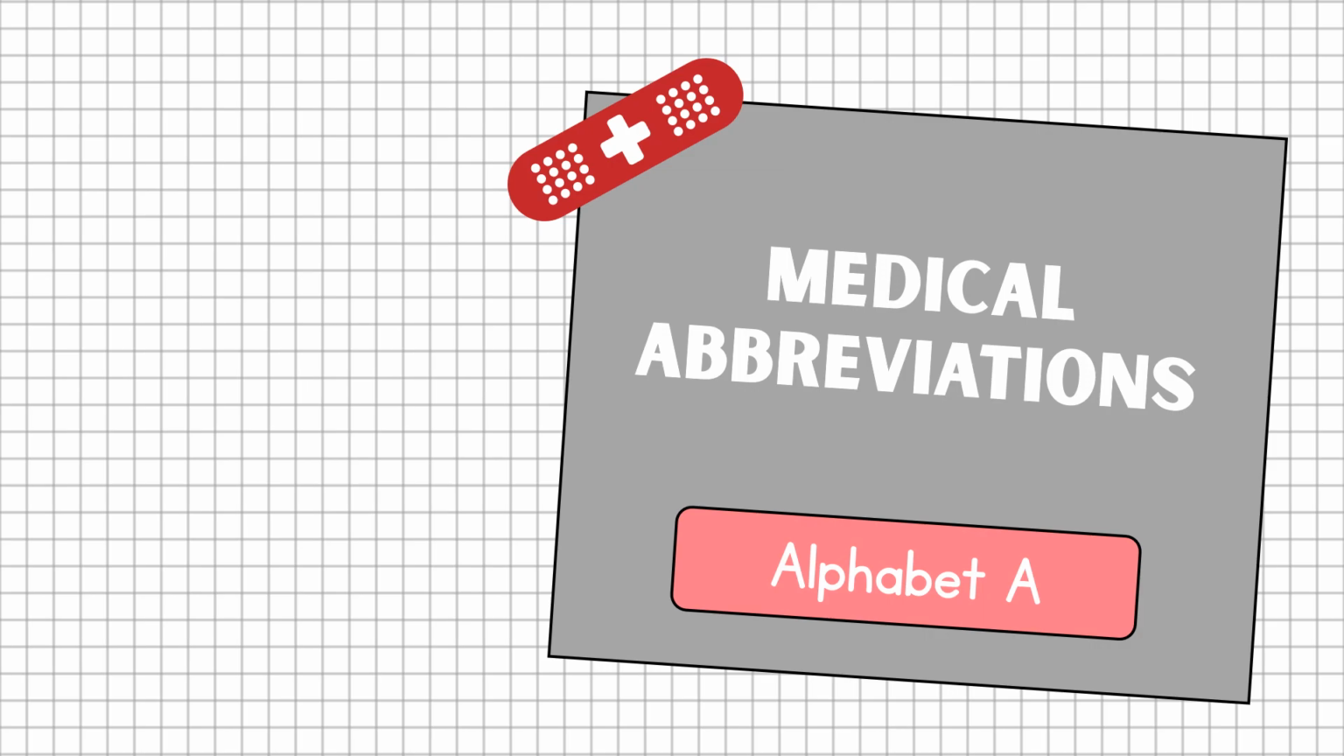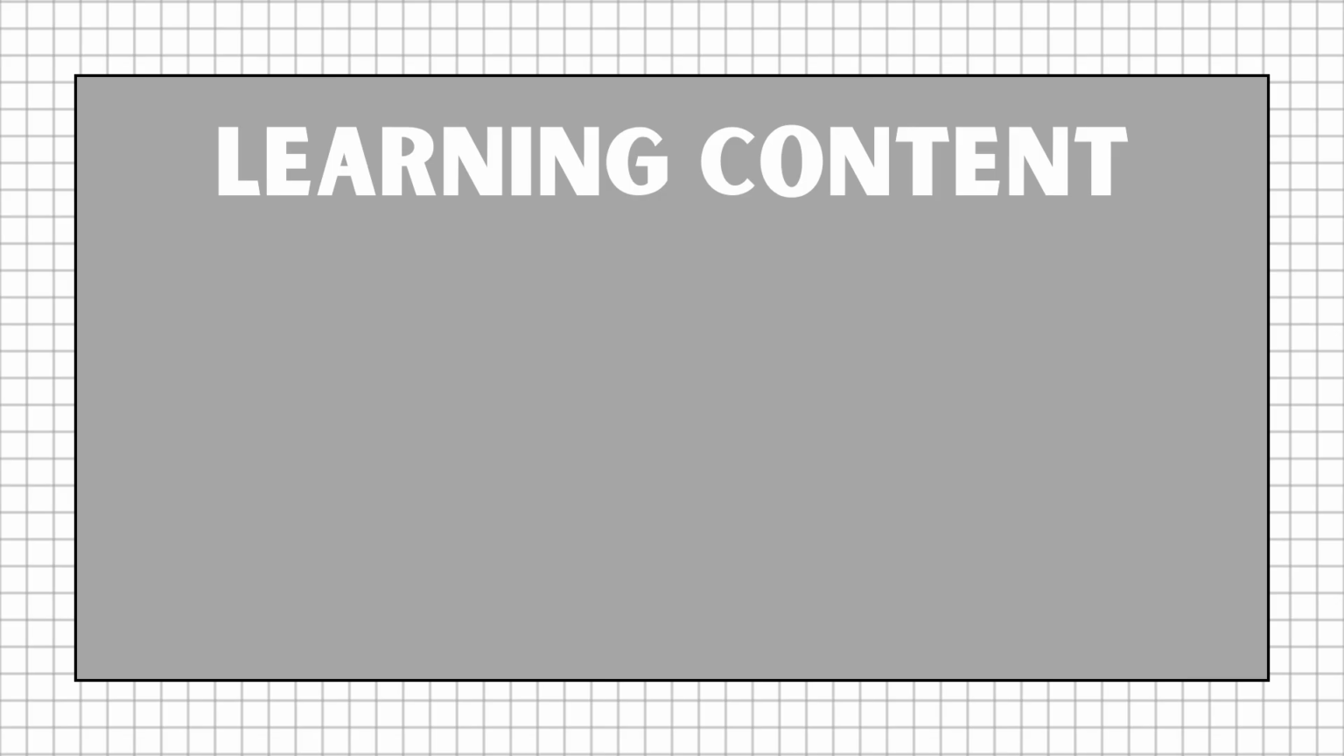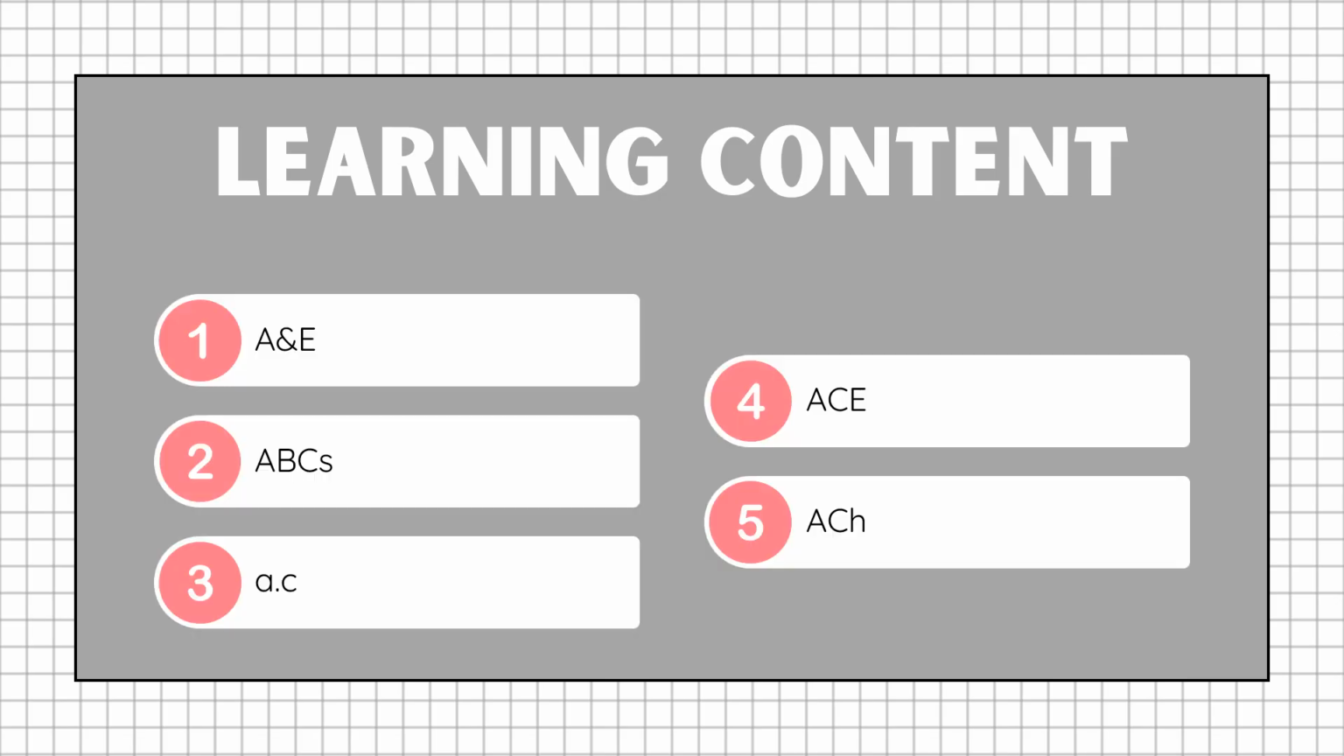Welcome to the first lecture of medical abbreviations. In this video lecture, we will discuss the following five medical abbreviations: A&E, ABC, AC, ACE, and ACH. The pattern of the discussion will be: first we will discuss the full form of the abbreviation, followed by its origin, meaning whether it is derived from languages such as Latin, and its use or its clinical application.